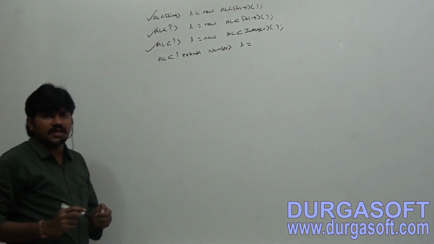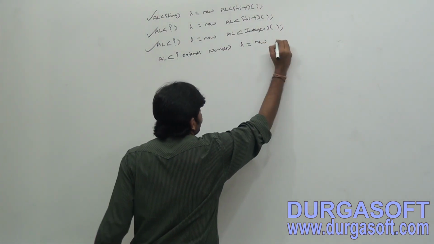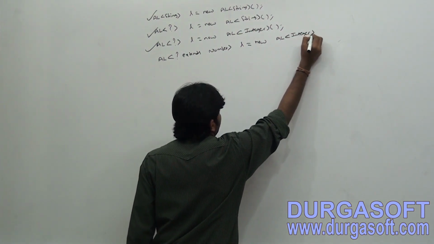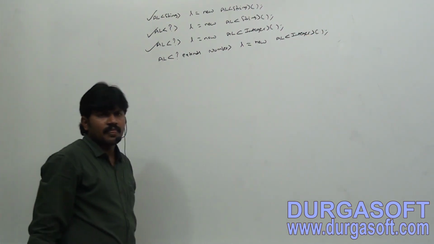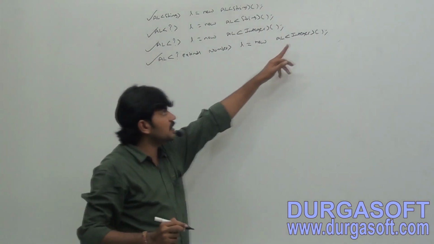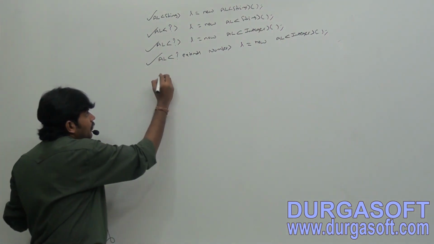ArrayList<? extends Number> l = new ArrayList<Integer>(). Valid or not? This one is valid, because Integer is a child class of what? Number. That's why no problem.